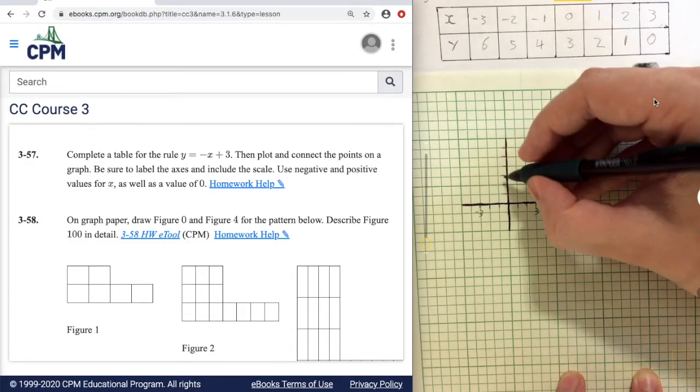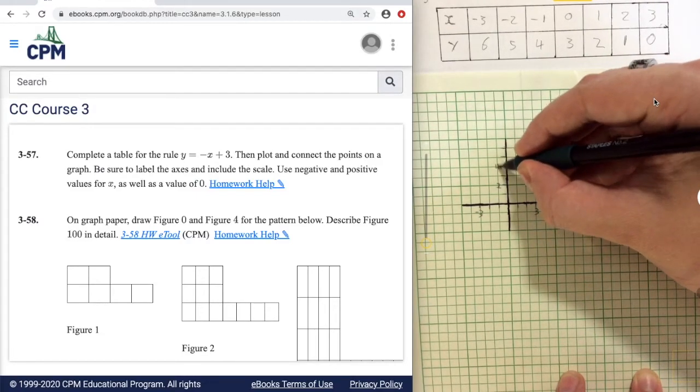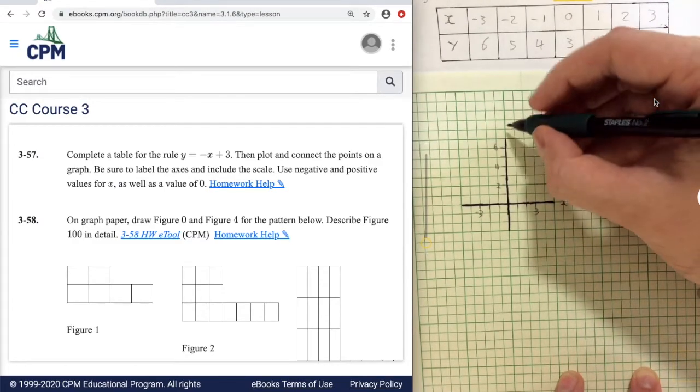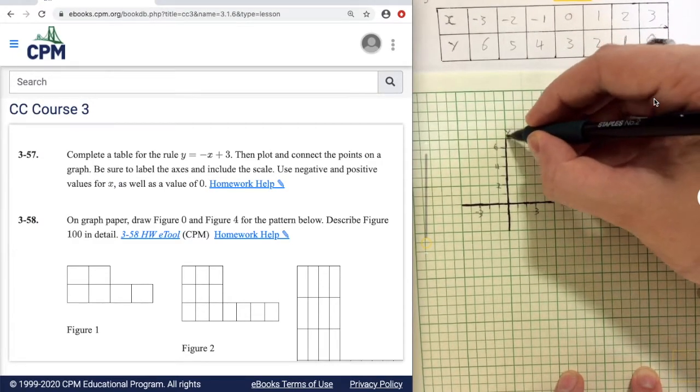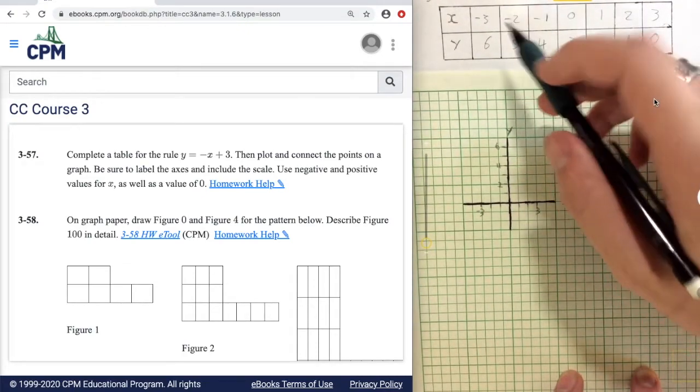So let's write something down. Maybe put a 2 here, a 4, and a 6. And you could write all the numbers in. I'm just not going to be doing that. And then don't forget to label this as the y-axis, the vertical one. And then all we have to do is plot these points.